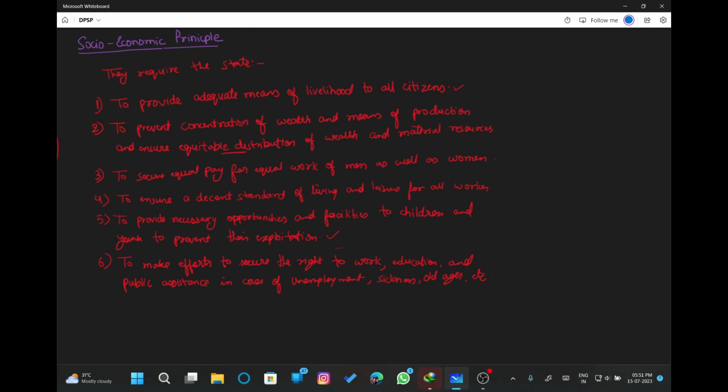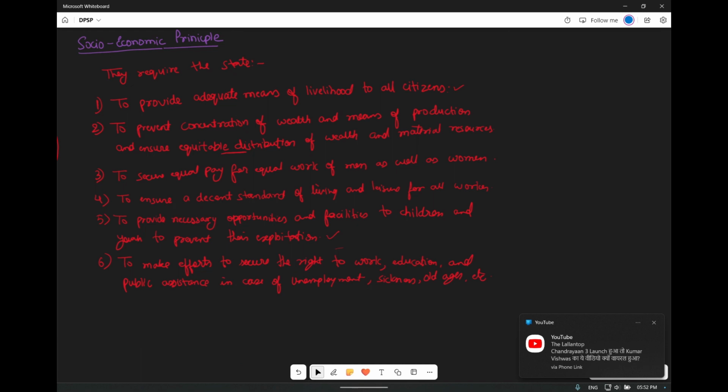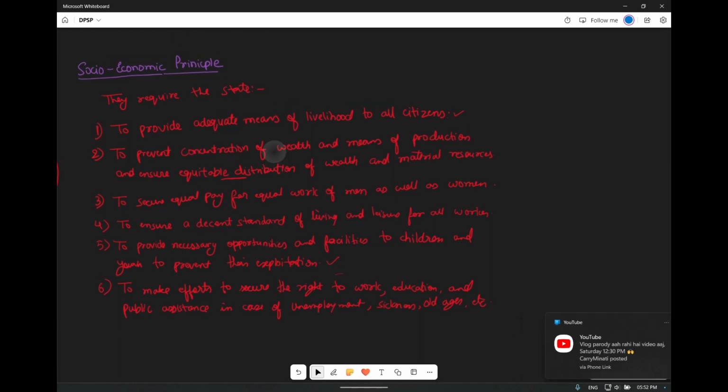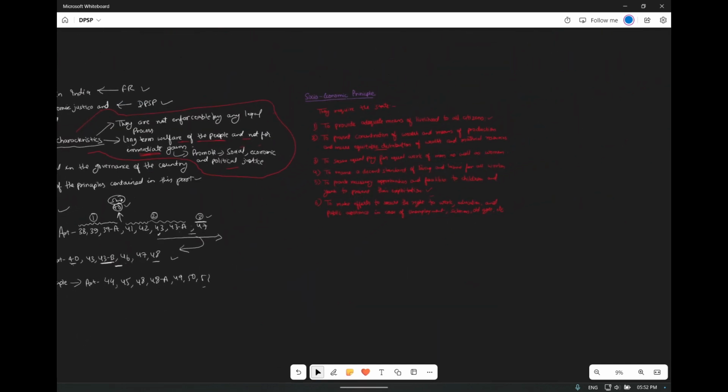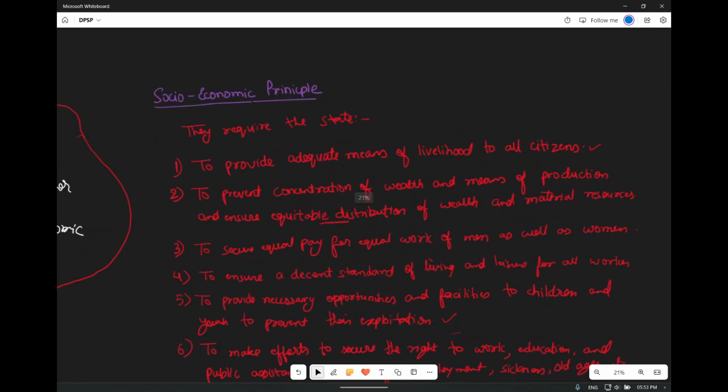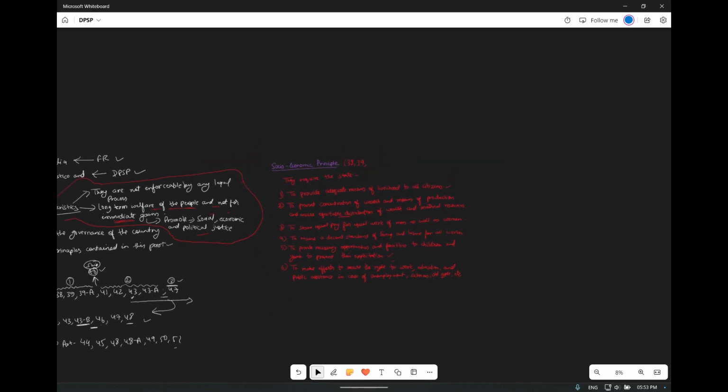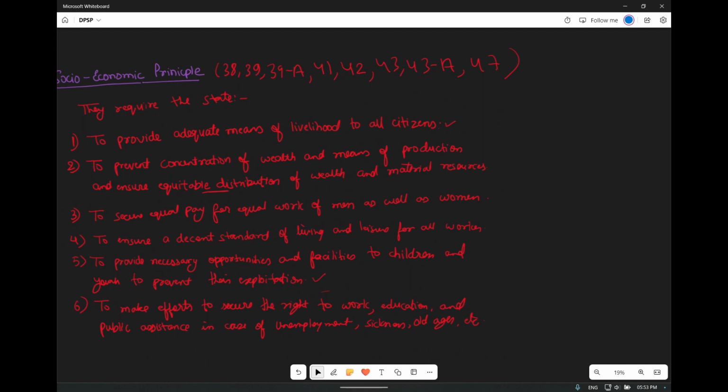Okay, now we are going to see the Gandhian principle. Before moving to that, let us see what articles we mentioned under this socio-economic principle, and whether they match the points we have discussed. So when we go to the DPSP section, we have already mentioned the articles. What are the articles? Article 38, 39, 39A, 41, 42, 43, 43A and 47.